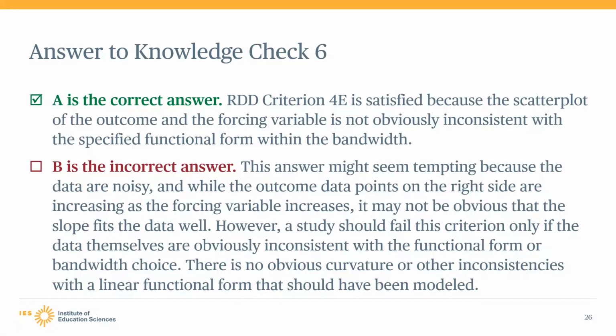The correct answer is A. Based on the graph provided, RDD criterion 4E is satisfied because the scatter plot of the outcome and forcing variable does not show an obvious inconsistency with the specified functional form within the bandwidth. Thus, this study does provide graphical analysis of an appropriate functional form specification.